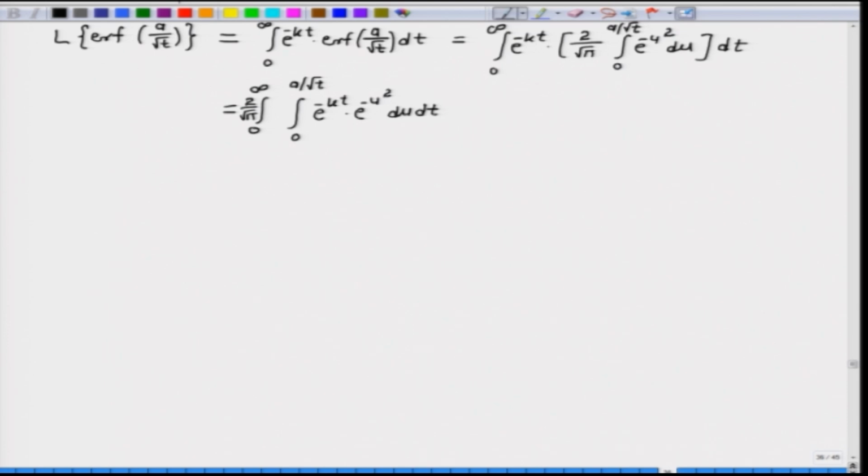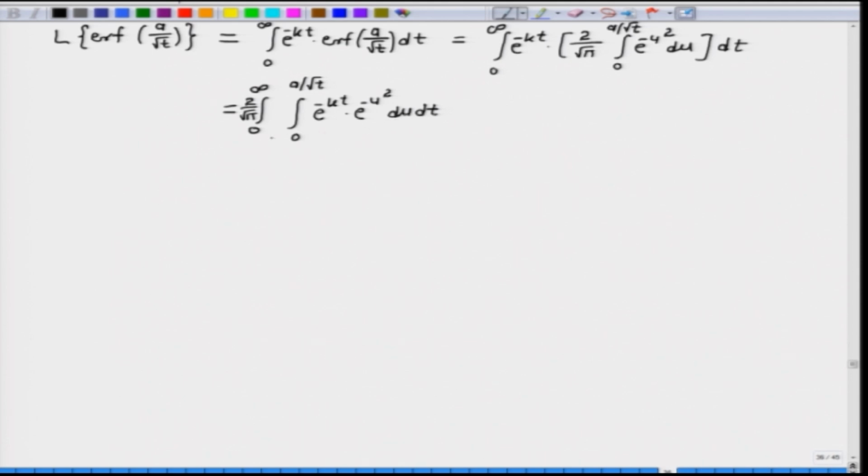So, now there is a double integral we have to evaluate. In this case, the integral is first with respect to du and then with respect to dt. So, let us try to change the order of integration so that it becomes convenient to solve. In this case, the inner integral is with respect to u.